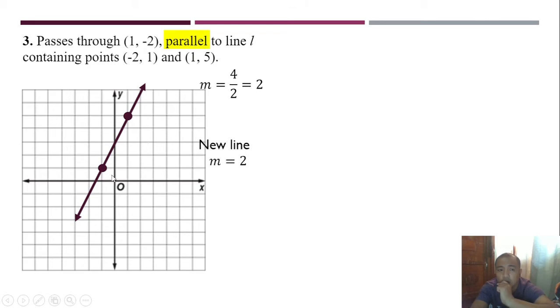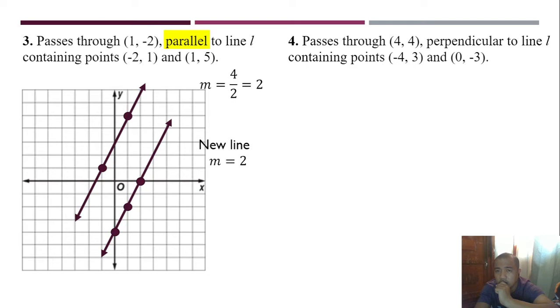It passes through 1, -2. Where is 1, -2? Here. It's positive, 1, 2 over 1. This is one point. Okay, so the other one, 1, 2 over 1. Okay, connecting the points. Now, they are parallel. There is one more, number 4.